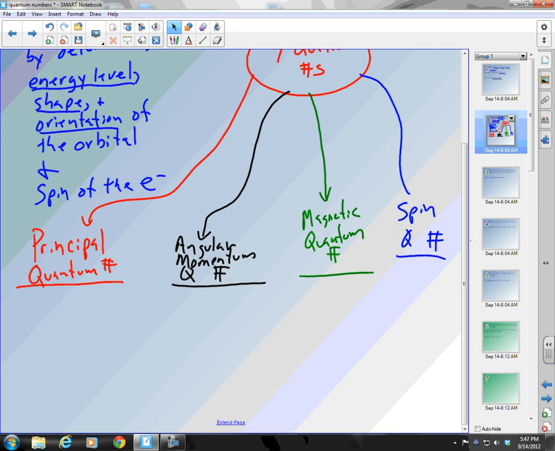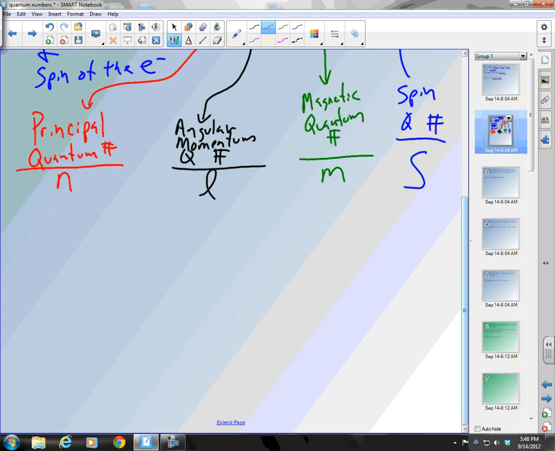The first thing we want to understand is, what are their symbols? The symbol for the principal quantum number is N. The symbol for the angular momentum quantum number is L. The symbol for the magnetic quantum number is, believe it or not, M. And for the spin quantum number it is S. Okay, so we have our symbols, we have our names. Now, what do they mean? What's the importance of them? And we're going to need more space here because there's big importance with the principal quantum number.